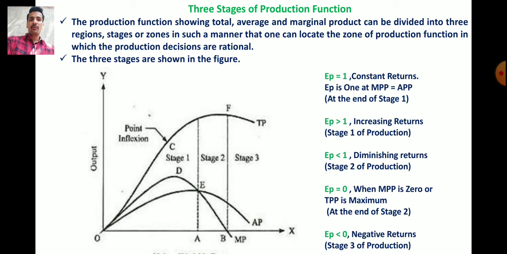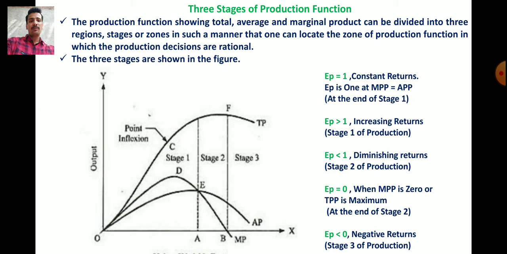So when EP is equal to 1, it indicates constant returns. It happens at the end of stage 1. Then EP greater than 1 is increasing return. It also happens in stage 1 of the production function, because at the beginning the returns are increasing. Then EP less than 1 is diminishing return. It happens in stage 2, in case of average product, marginal product and total production also. Then EP is equal to 0 when MPP is 0 or TPP is maximum.